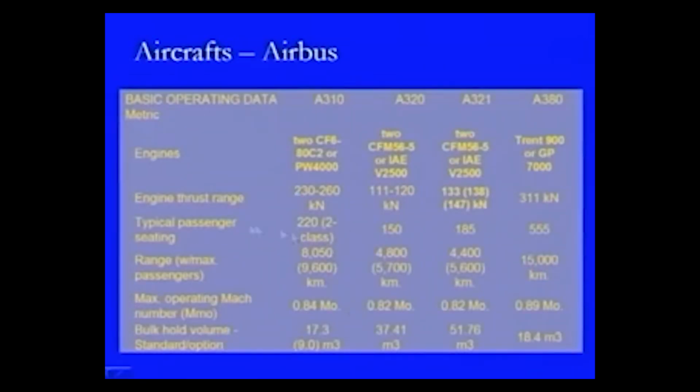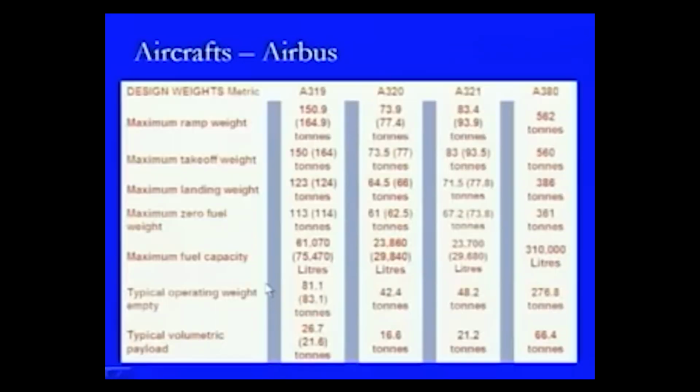Then as far as engines are concerned, the output of the engine is quite more, as we can see here, and the typical passenger seating capacity in the normal condition is 555 passengers at one point of time, with respect to 150 or 185 or 220 in the other types of Airbus aircrafts. So, this is how different characteristics are generally provided by the manufacturer itself.